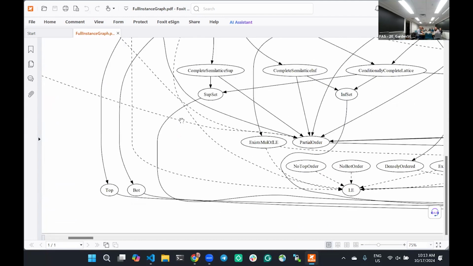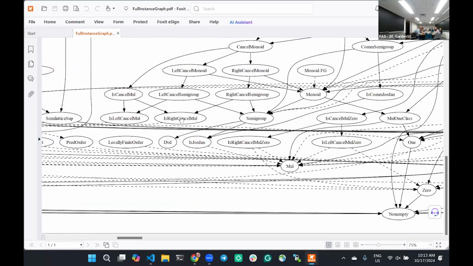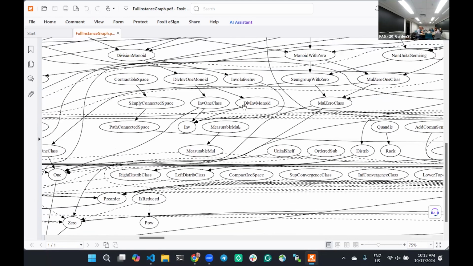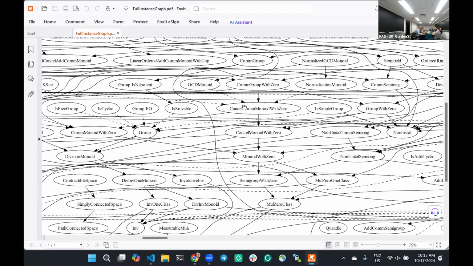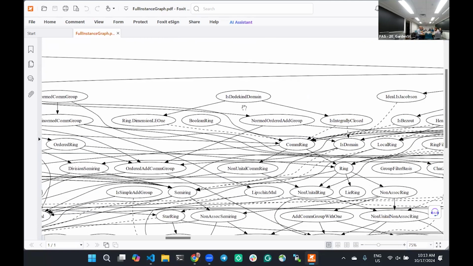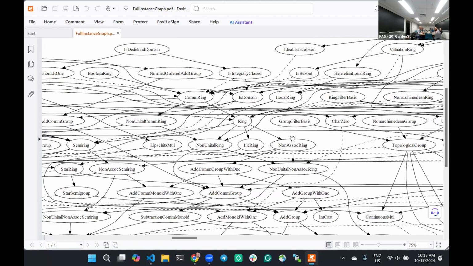Zooming around, what else? What other fun things can we find? Cancel semigroups. There's measurability, measurable multiplication, involutive, cancel monoid with zero, commutative group, normalized GCD monoid, semifield, Boolean rings. So here's some ring theory. There's rings, commutative rings, domains, integrally closed rings, Dedekind domains, local rings.